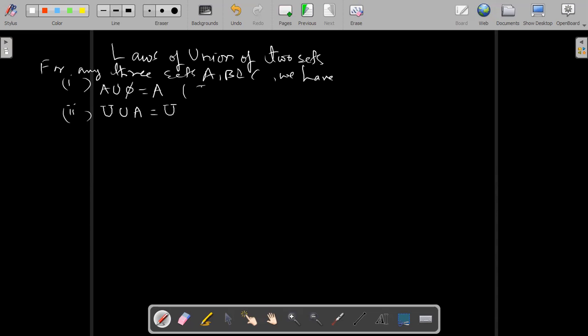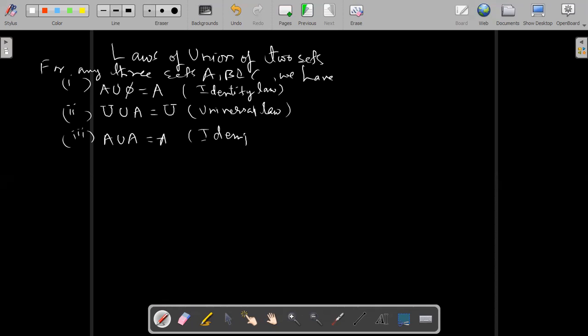This is called the identity law for union, and this is called the universal law for union. And third, if you find the union of the same set, A union A, it will remain A. It is called the idempotent law.